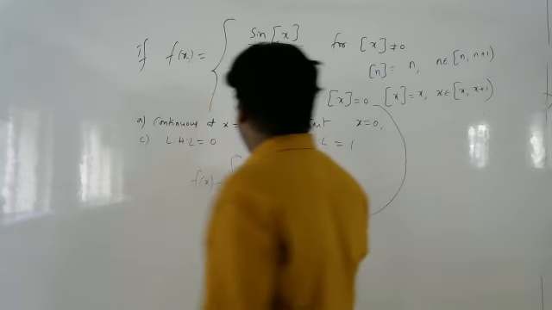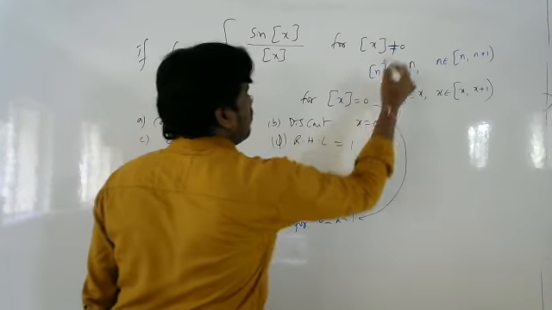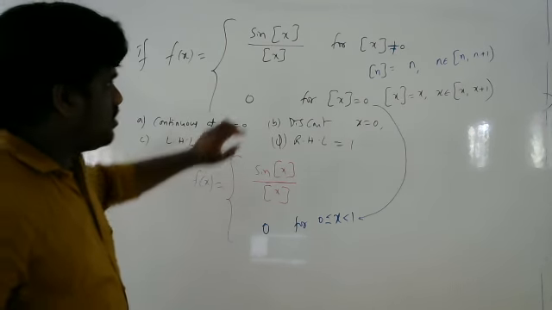And sin of greatest integer of x, when does it happen? When greatest integer x is not equal to 0. Try to understand what I am speaking. Please try to understand this.